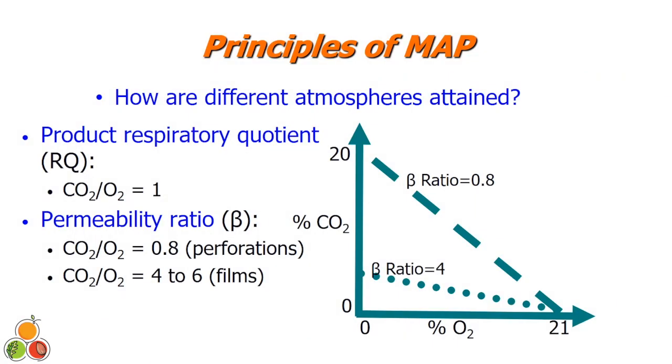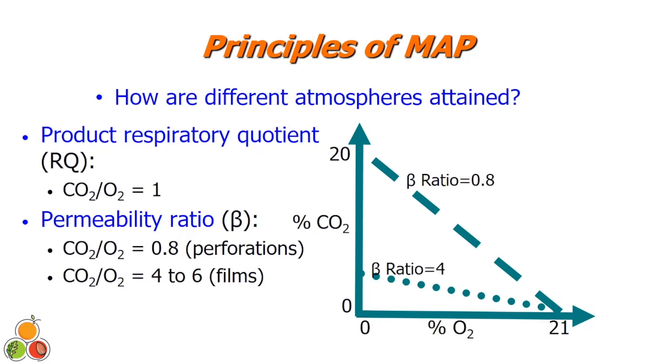So another aspect of this is an idea called the permeability ratio or beta ratio. Fruits and vegetables have a respiratory quotient of about 1, meaning that they produce CO2 at about the same rate that they consume oxygen. If you compare that to the ratio of permeability of CO2 and oxygen, there's a lot of variability available among different packaging materials, which gives you a lot of potentially different atmospheres that can be established.